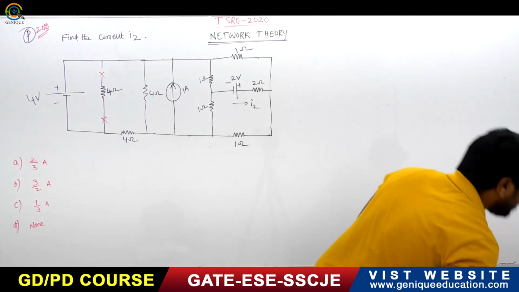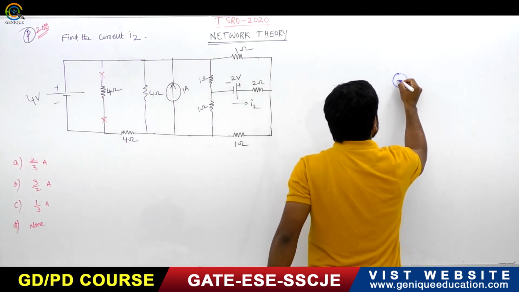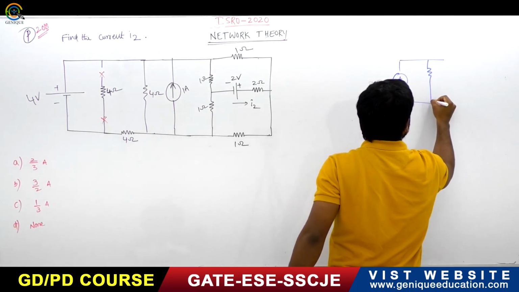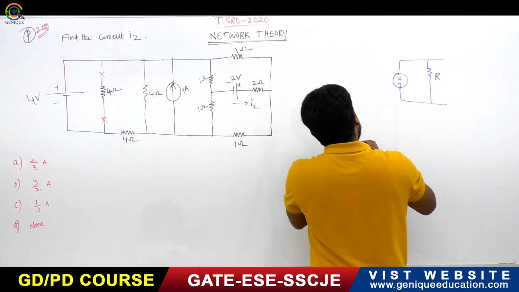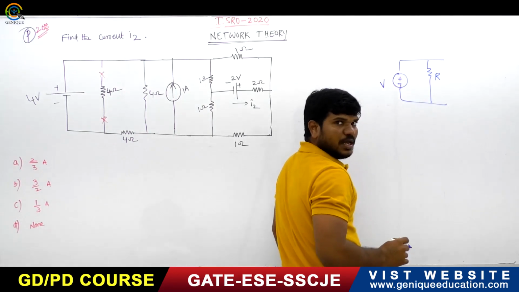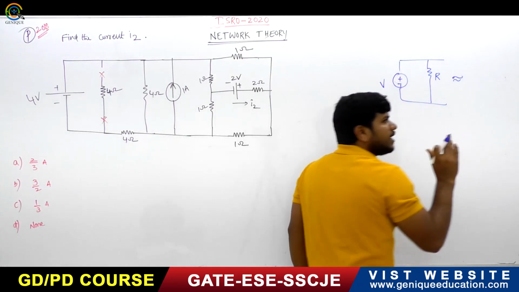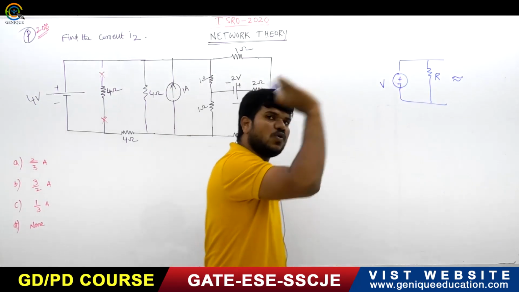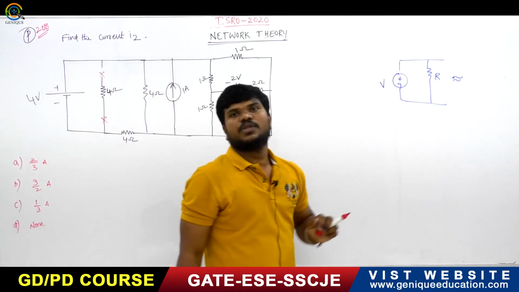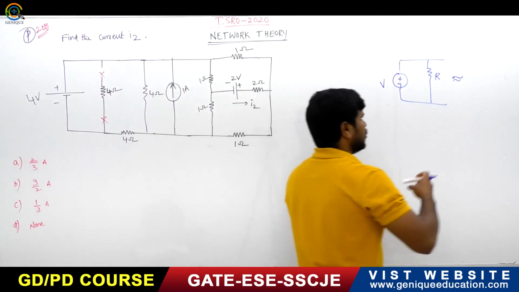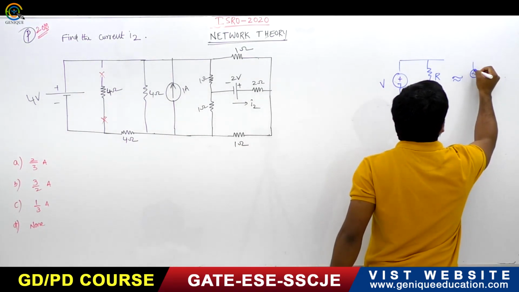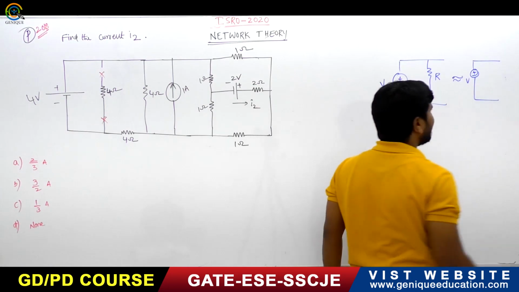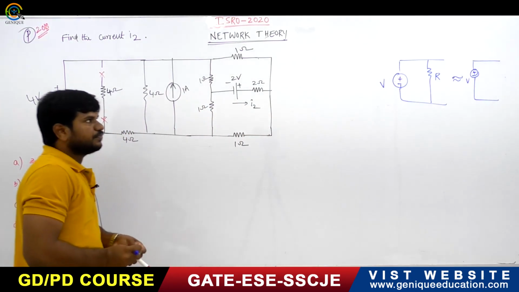Suppose there is any resistance in parallel with the voltage source. For the load current or load voltage calculations, for the load side current or voltage calculations, you can remove this R at the source. So that is equivalent to this, right or not? This is the thing you have to observe.